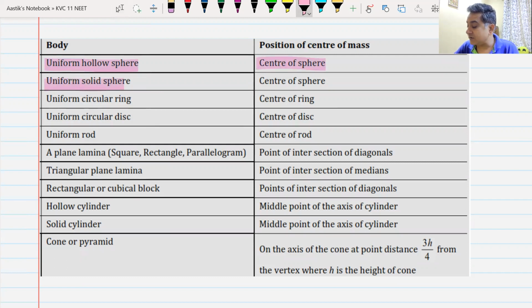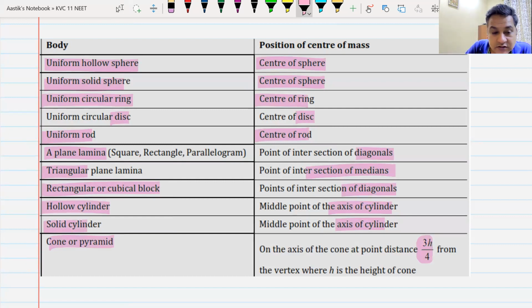Solid sphere, center of the sphere. Ring, center of the ring. Disc, center of the disc. Rod, center of the rod. Lamina, when I say lamina, I mean this. Intersection of diagonals. Triangular lamina, triangular shaped body, intersection of medians. Rectangular or cubical block, intersection of diagonals. Hollow cylinder, middle point. Solid cylinder, middle point. Cone or pyramid, you must remember that it is 3h by 4.